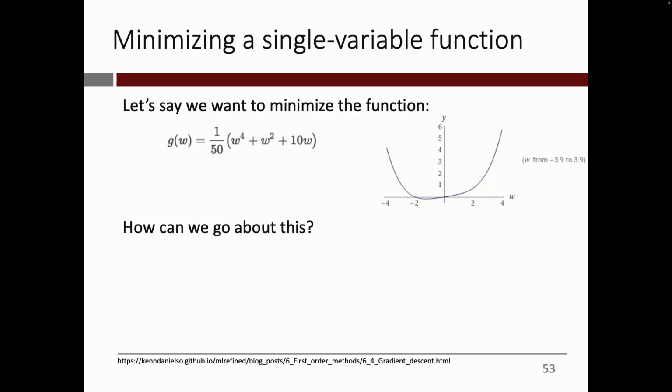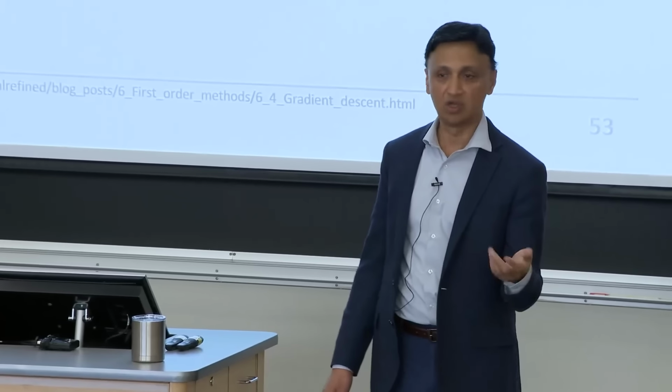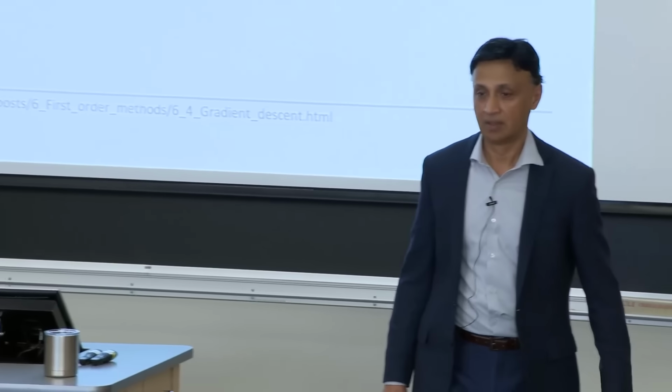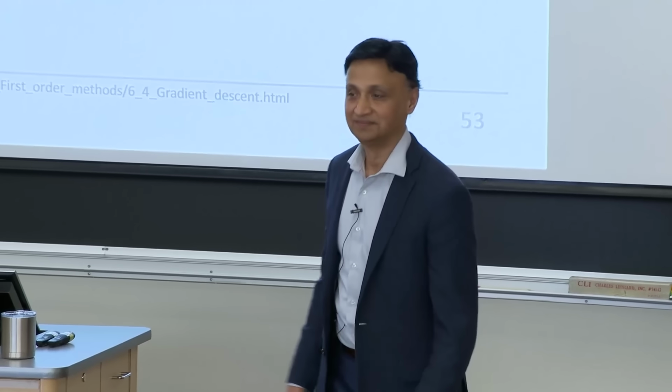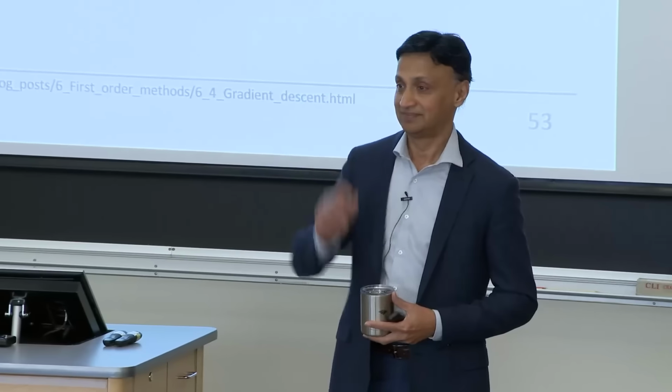It's obviously a toy function, a little function with one variable. But the intuition we use here is going to be exactly what we use for GPT-4. So pay attention. How can we go about minimizing this function? What will we do? Yeah? Take the derivative and set it equal to 0.